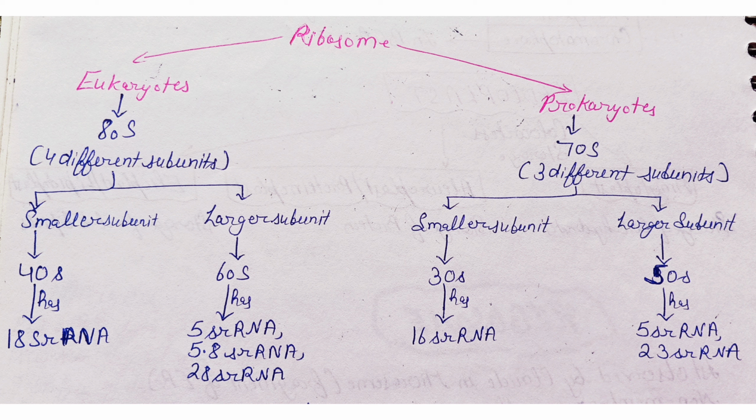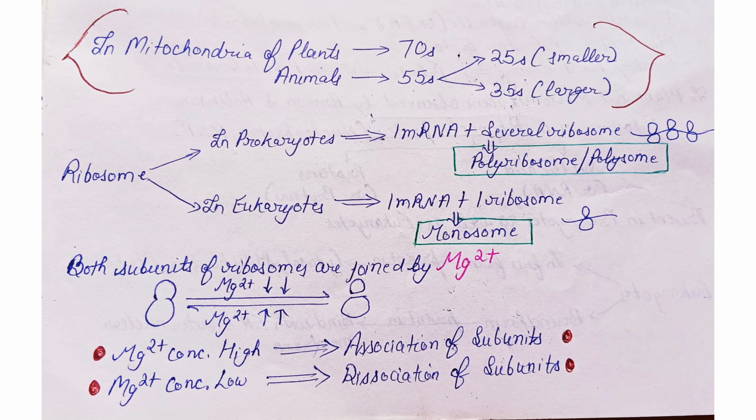In prokaryotes, the 70S is made up of 2 different types of subunit. The smaller subunit 30S has the 16S rRNA. In the larger subunit 50S, the 5S rRNA and 23S rRNA are present. In plant mitochondria, the ribosome is 70S type and in animals it is 55S type. In prokaryotes, several ribosomes are held on the string of one mRNA, known as the polyribosome, and in eukaryotes it is known as monosome. There is only one ribosome on the string of mRNA.